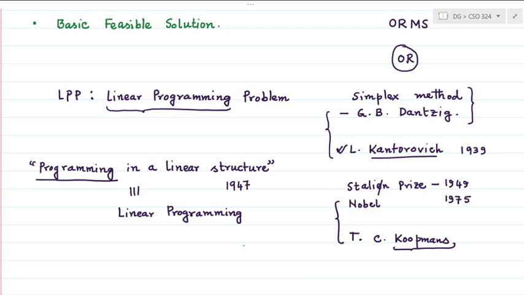Fine. And it was 1948 when George Dantzig and Koopmans visited Rand Corporation, which is a very famous corporation for computational tasks. And once they visited, Koopmans suggested the terminology linear programming, and since then the terminology linear programming persists, and people refer to programming in a linear structure as linear programming.